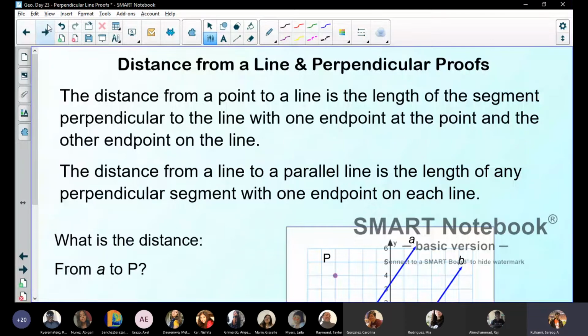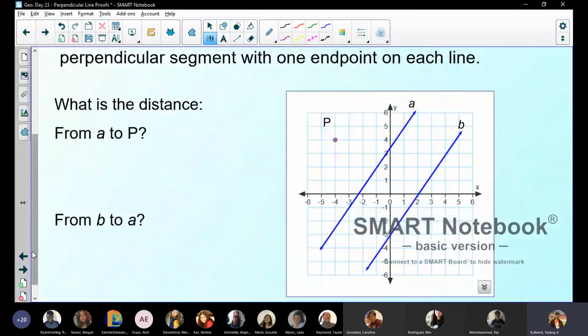So same way, to find the distance between parallel lines, you'll have to find a perpendicular line segment with one endpoint on each of the lines. Okay, so what does that mean? It means that if I have to find the distance between point P and line A, I'll have to drop a perpendicular.